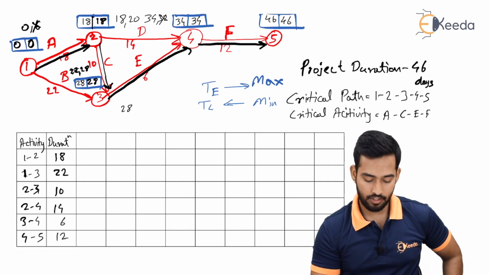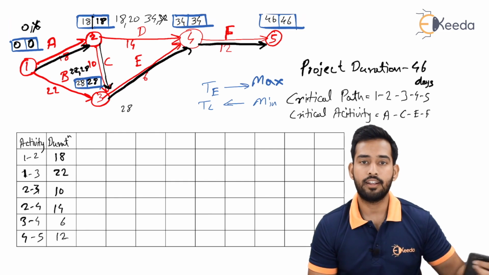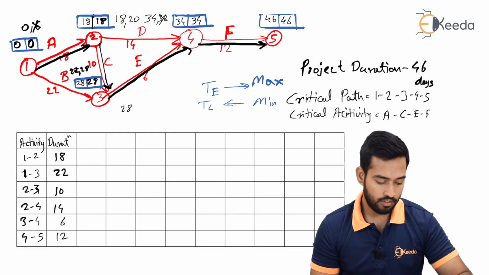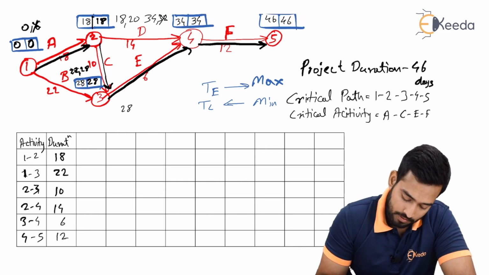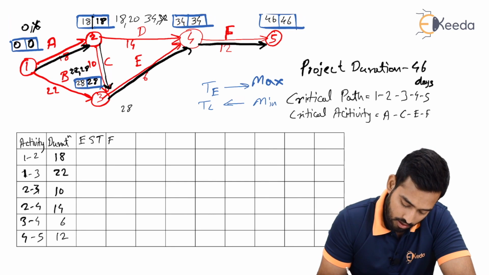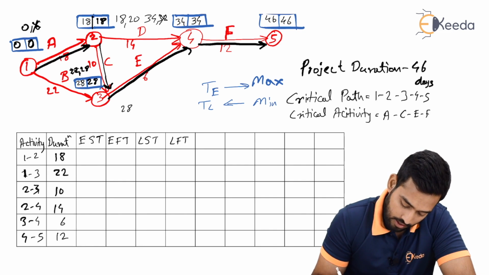So we got the activities and its duration. Now what is the next task? Next task is to calculate the floats. To calculate the float, we require 4 columns, that is EST, then we require EFT, LST and LFT. Now what are these? And then we have remark also.